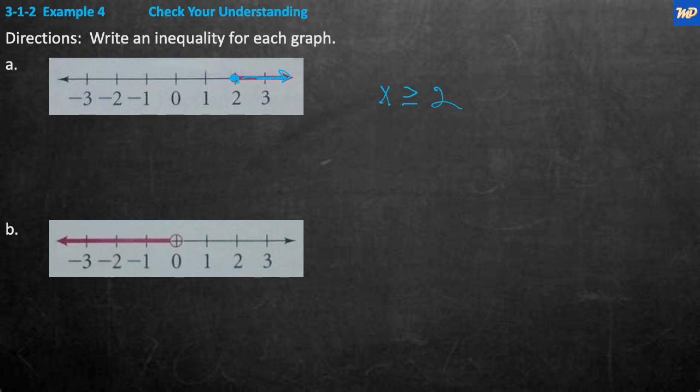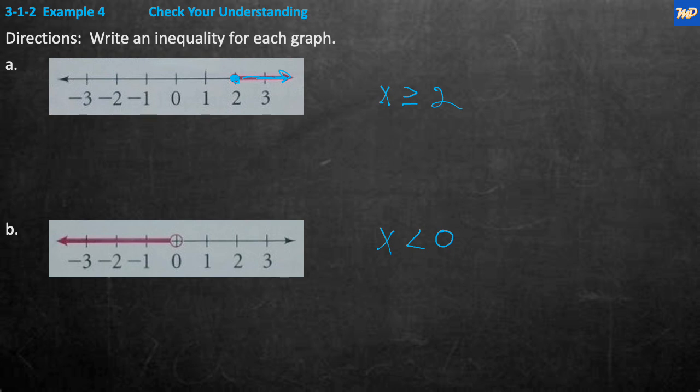How about the next one? B. 0 is where the dot is. Well, it's not a dot, it's an open circle, right? And our x values, the colored ones, are all less than that 0, right? So we're going to write x is less than. Do we include it? No, do not put the line underneath. x is less than 0.